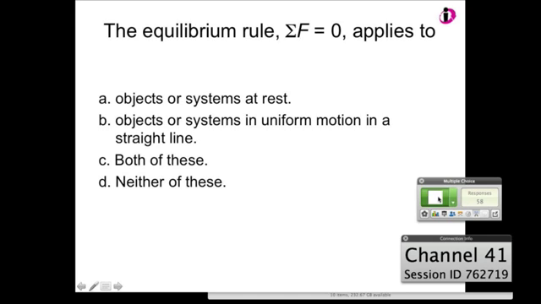Most of you said C. Correct. If the net force is 0, then it's not accelerating. If it's not accelerating, it's not changing what? Its velocity. So it's staying at rest or it's continuing moving at that constant velocity. And we call that equilibrium. If it's at rest, it's static equilibrium. If it's moving at a constant velocity, it's dynamic equilibrium.